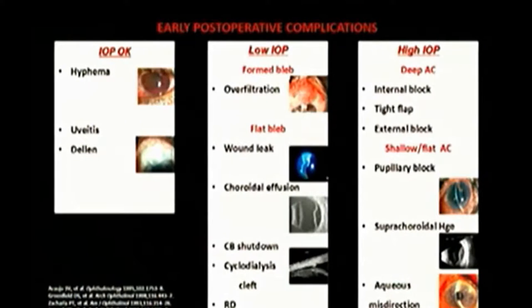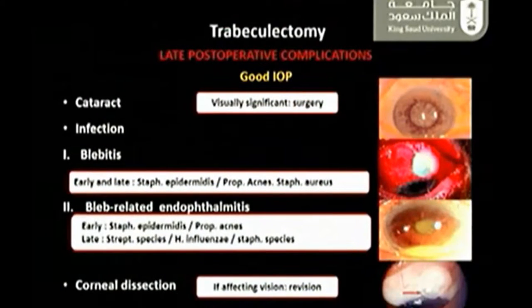So if the IOP is fine, you will have hyphema, uveitis, dellen. If it's low with formed bleb, overfiltration; with flat bleb, wound leak, choroidals, ciliary body shutdown, cyclodialysis cleft, and RD. If you have a high IOP early postoperatively with deep chamber, think about internal blockage to the fistula or external blockage or tight flap. With shallow chamber, think about pupillary block, suprachoroidal hemorrhage, and aqueous misdirection.